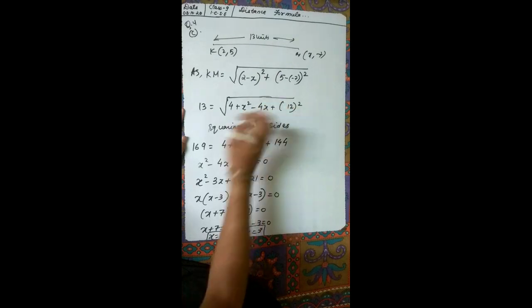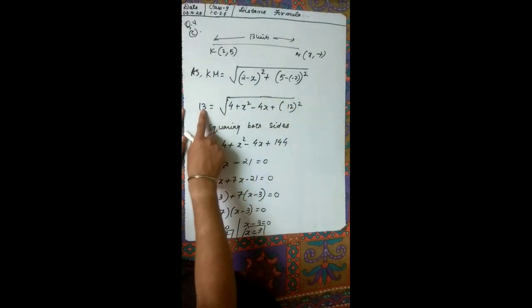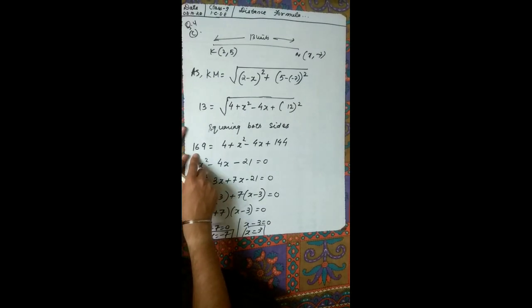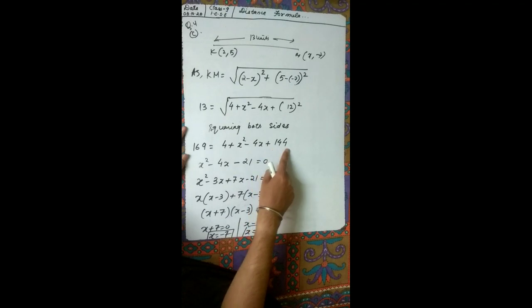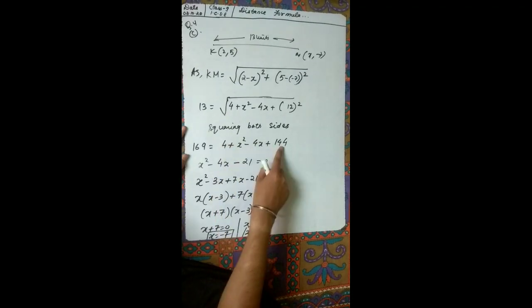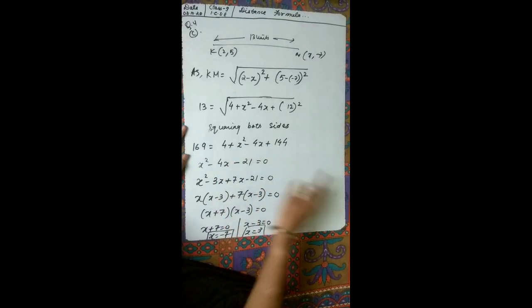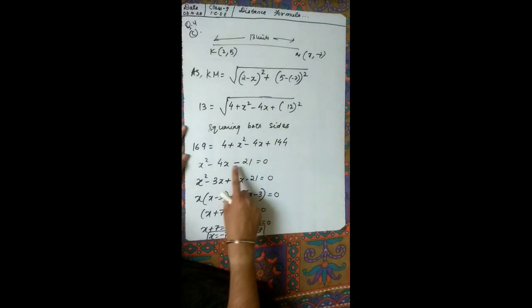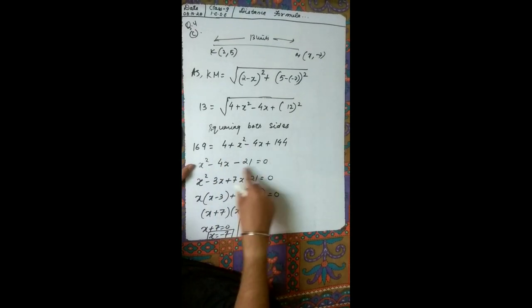Now we need to remove this root, so we are squaring both the sides. 13 squared is 169, and the other side will be 4 plus x square minus 4x plus 144. 4 plus 144 is 148. Take this 169 to that side. So 148 minus 169, you will get minus 21. So x square minus 4x minus 21 equal to 0.